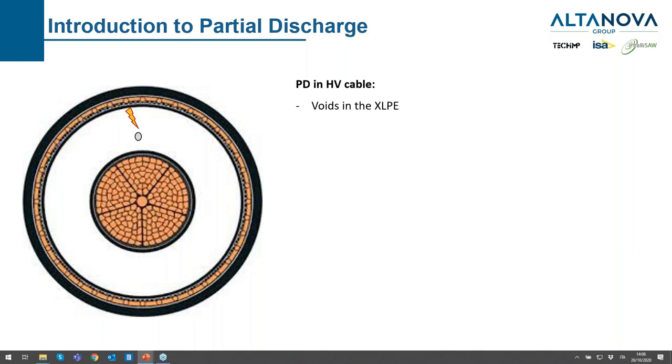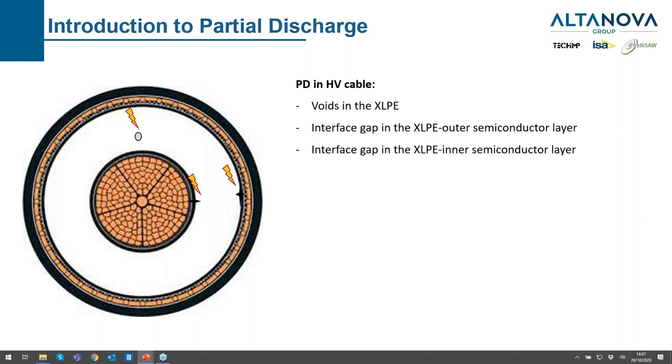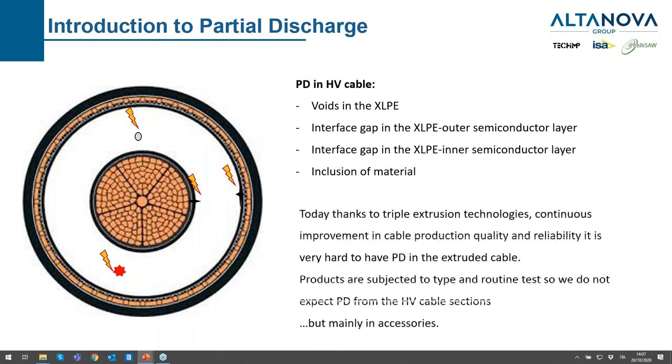Let's see what kind of partial discharge sources we can have in a high voltage cable. We can have voids in the cross-linked polyethylene insulation system. We can have an interface gap between the semiconductor layer and the cross-linked polyethylene insulation system. We can have an interface gap on the inner side of the cross-linked polyethylene and the semiconductor layer. And we can have also inclusion of material or non-homogeneous status of the material itself.